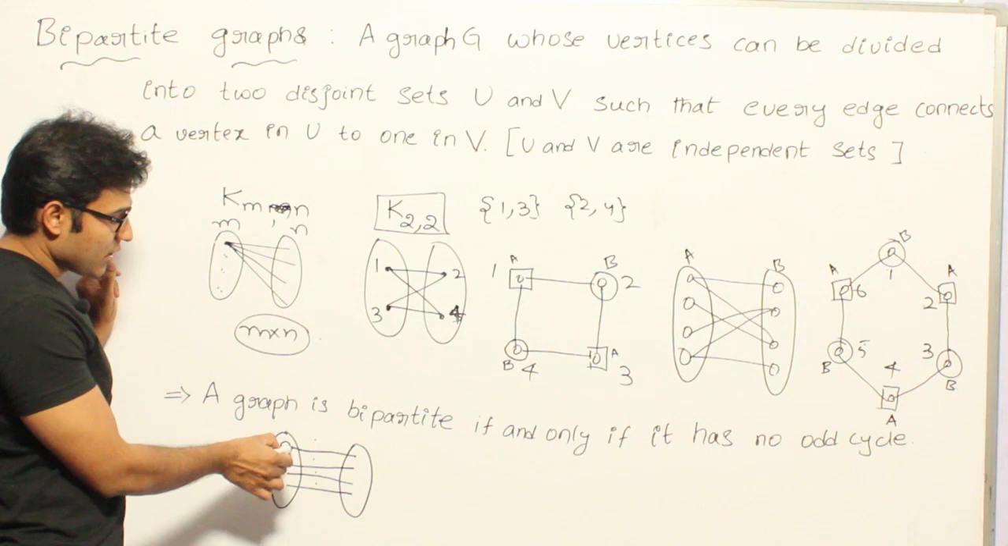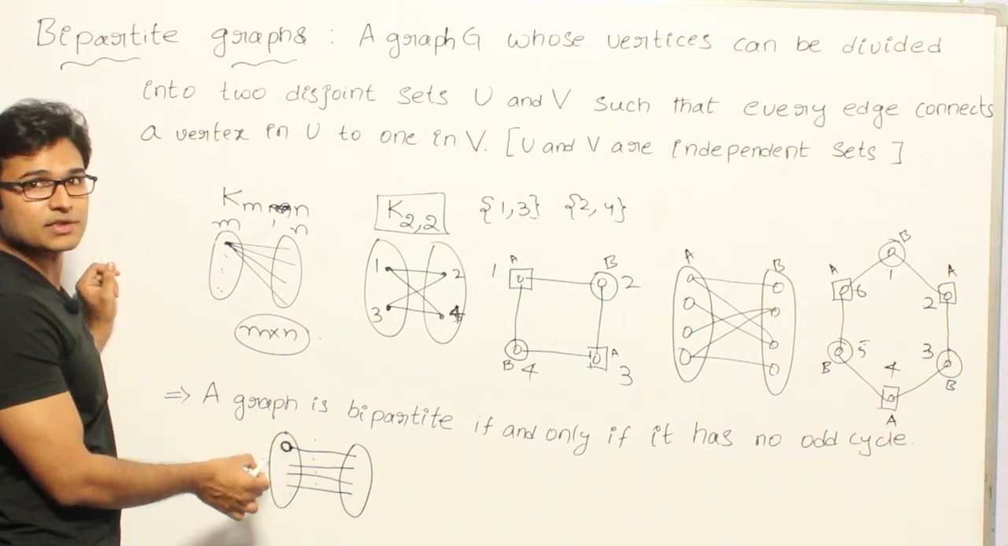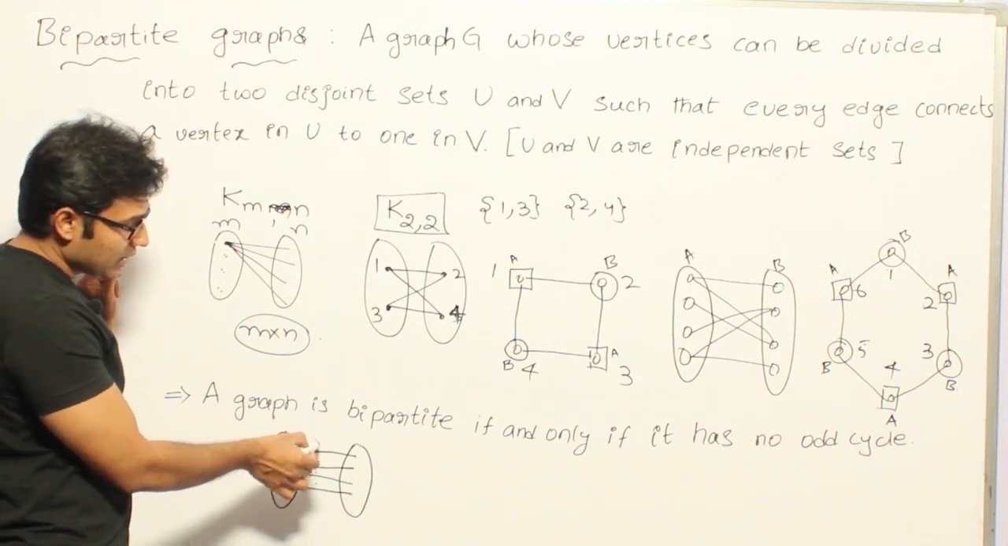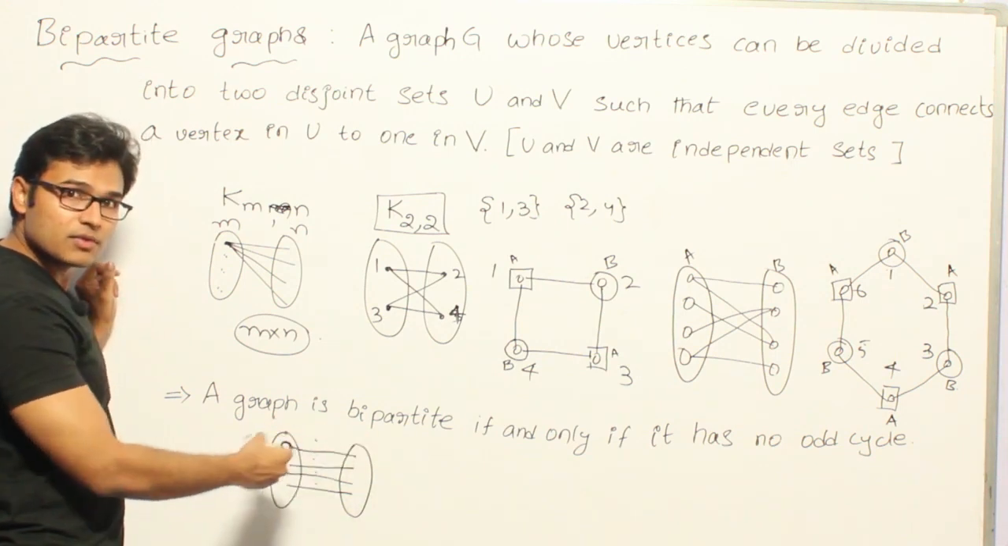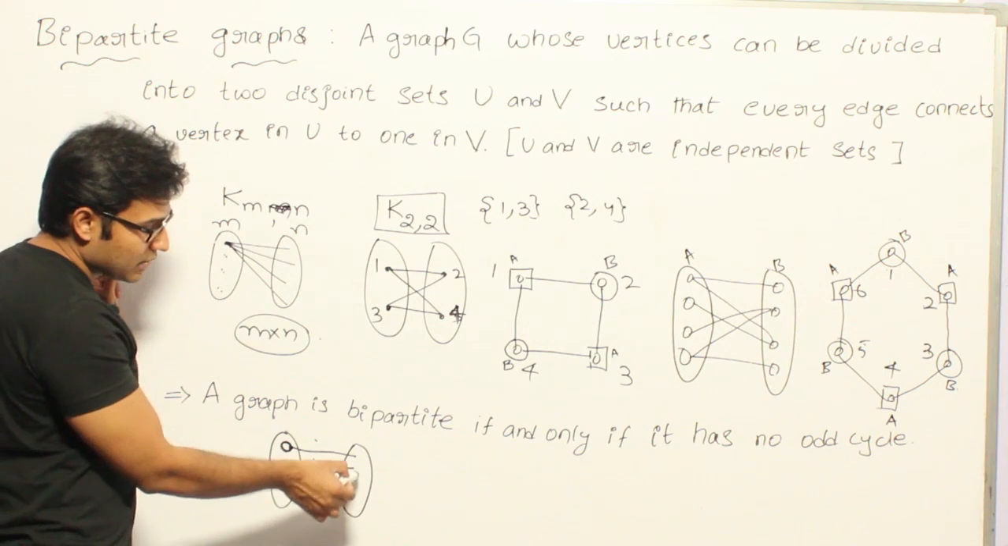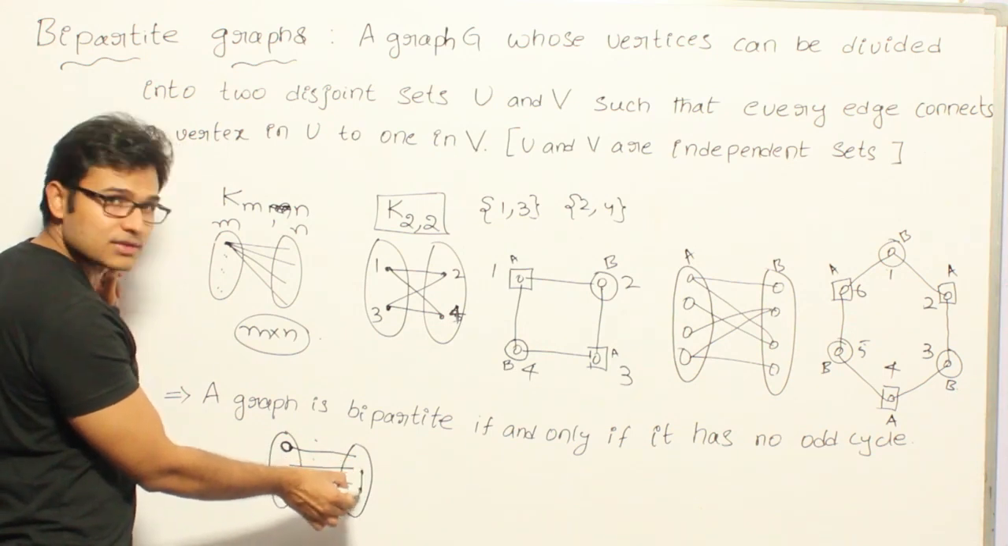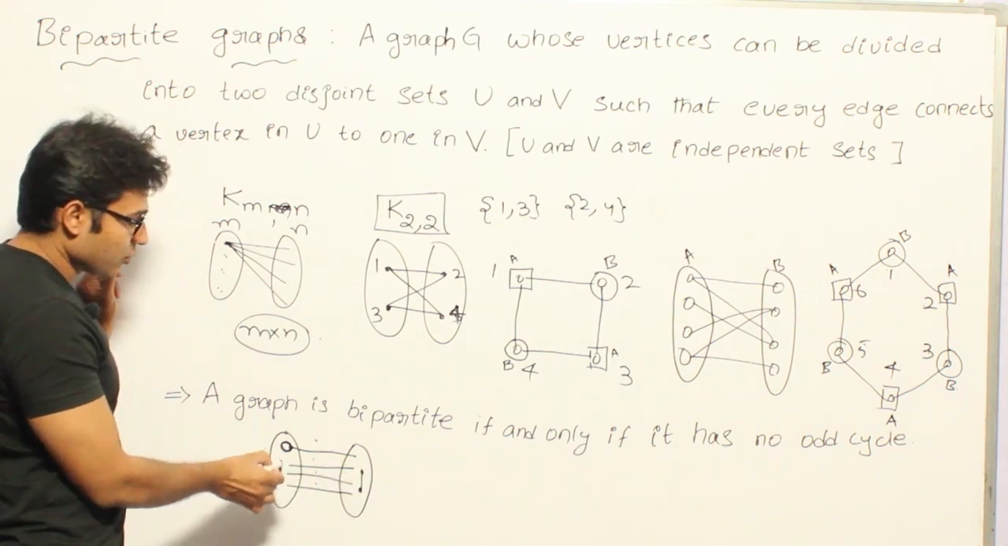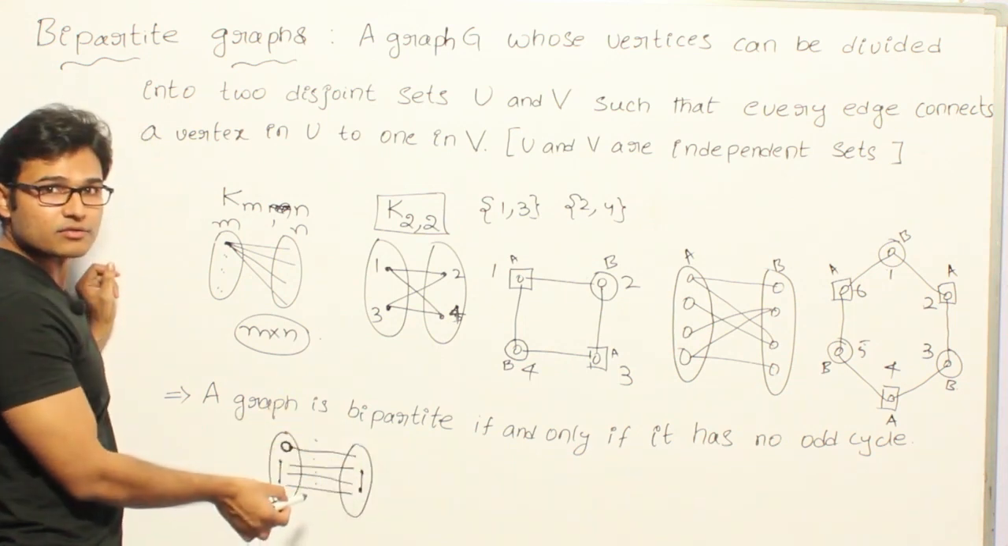Now let us say you are ending at the same node, starting and ending at the same node by taking an odd number of steps. Then what would have happened? You would have taken an even number of steps to cross over the sets, and one step you would have taken either inside this or inside this, which will prove that this is not a bipartite graph, isn't it?